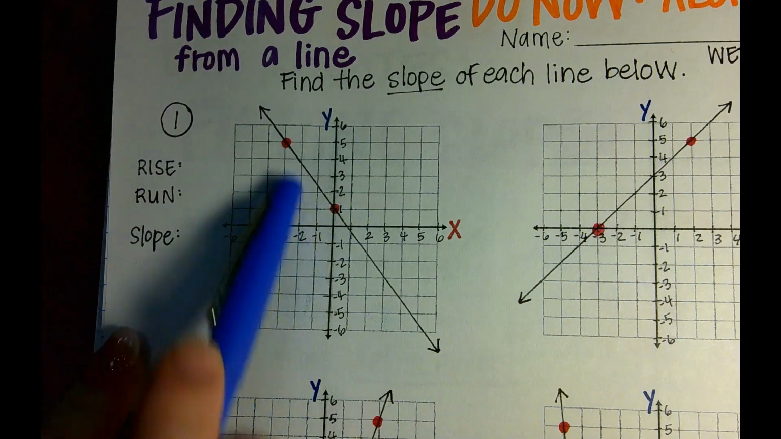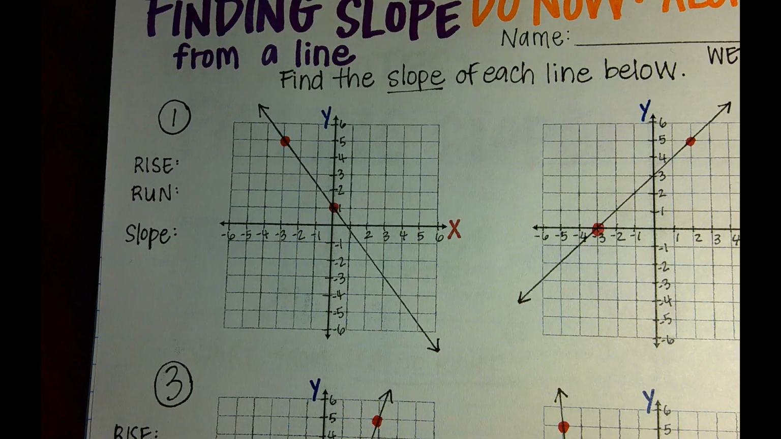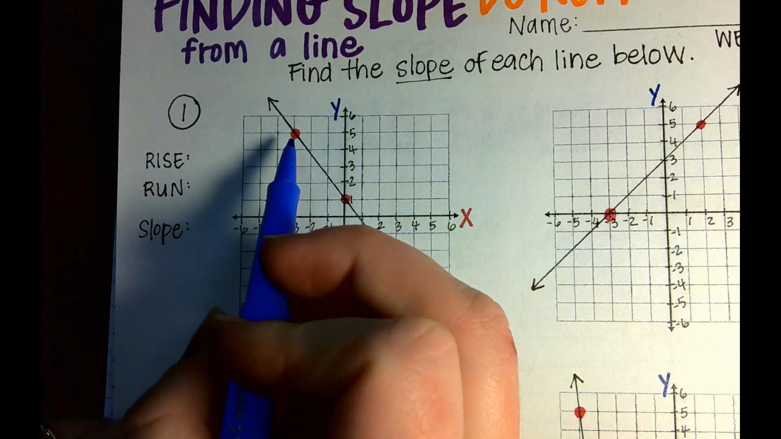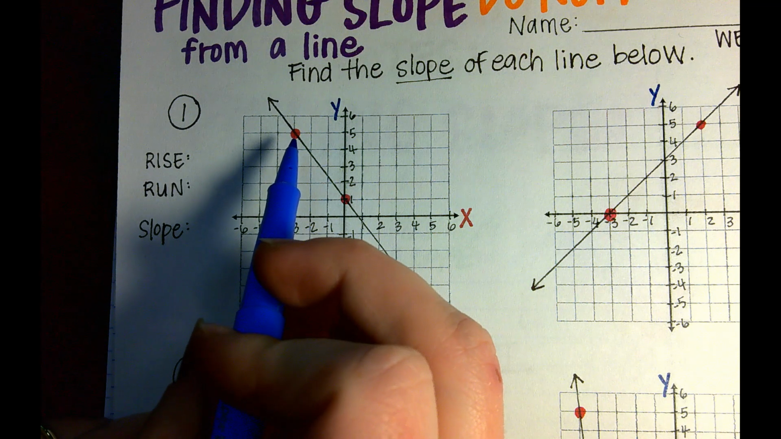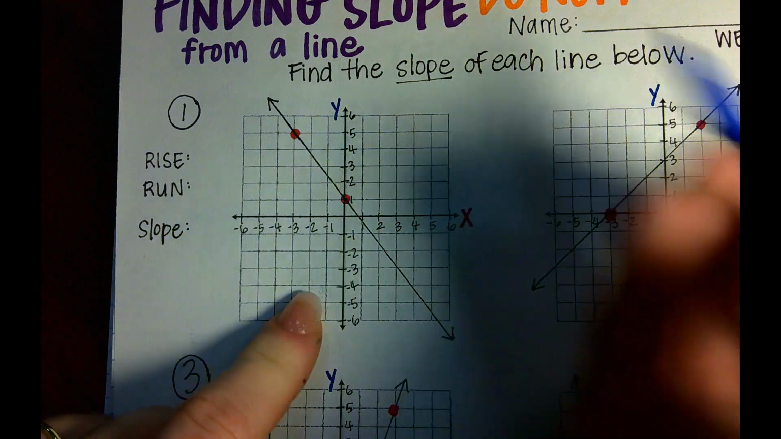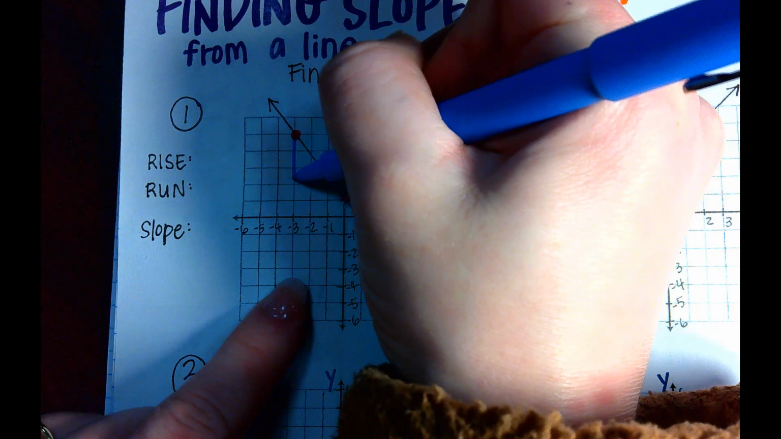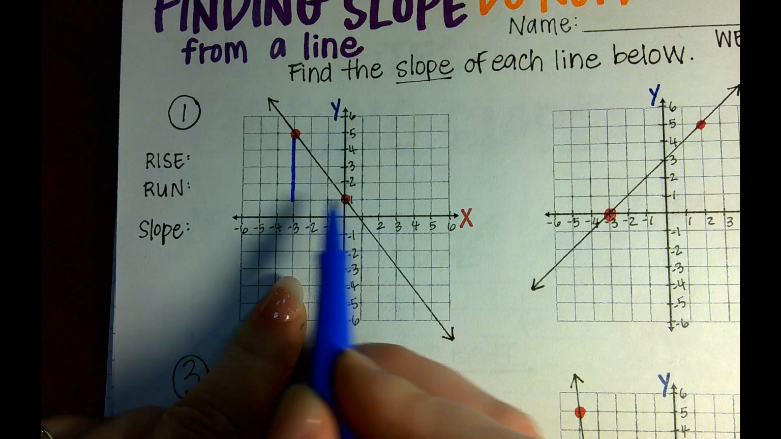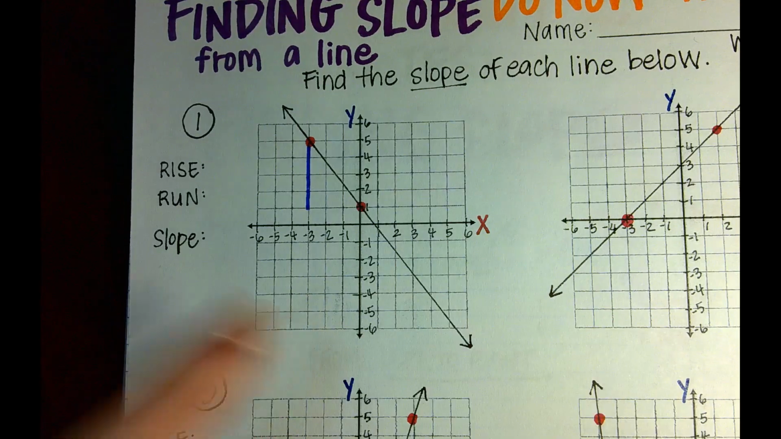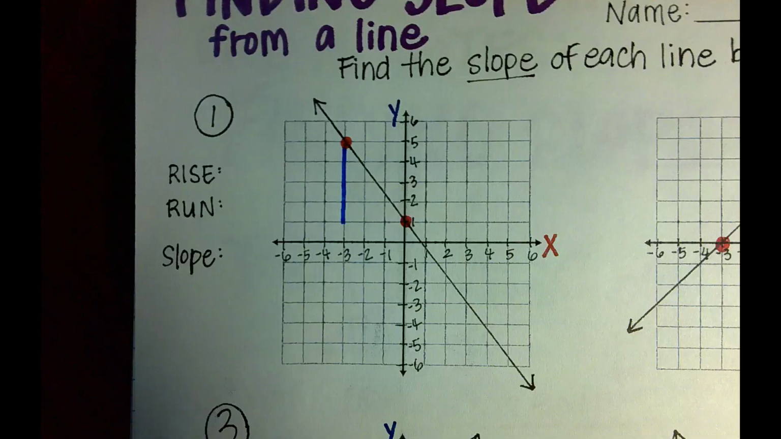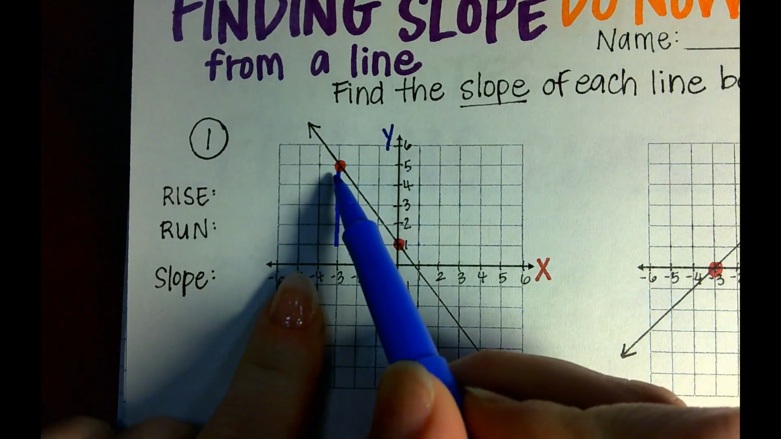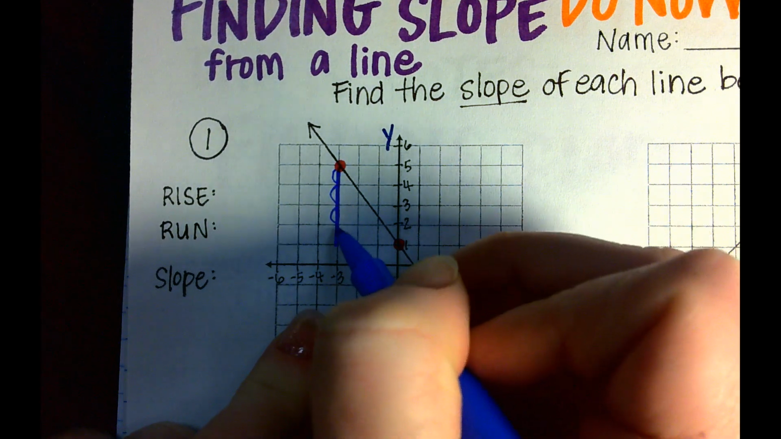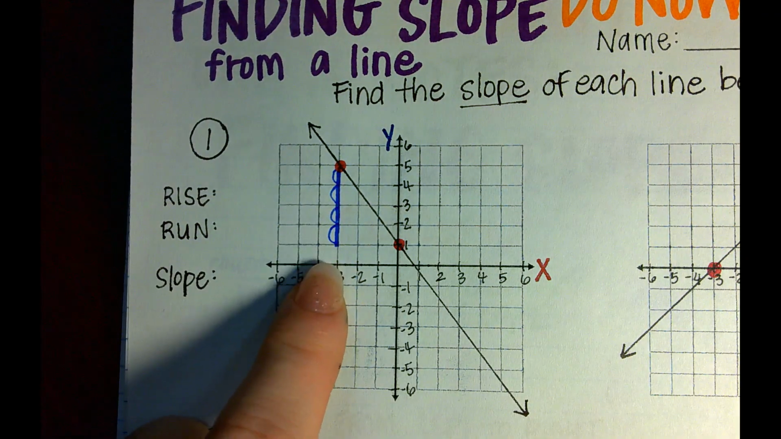We're going left to right. This is the first point. So starting from here, Lisa, how do I find my rise? Down. Go down. So I'm going to just trace down until I get to the same height of that second point on the line. Right there. So there's my rise. Let's count it. 1, 2, 3, 4. Okay, so my rise is 4.